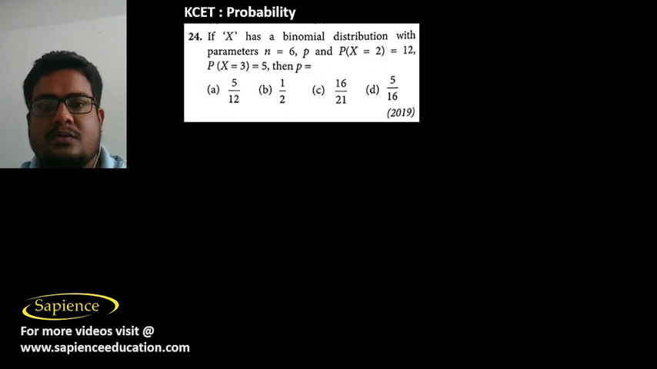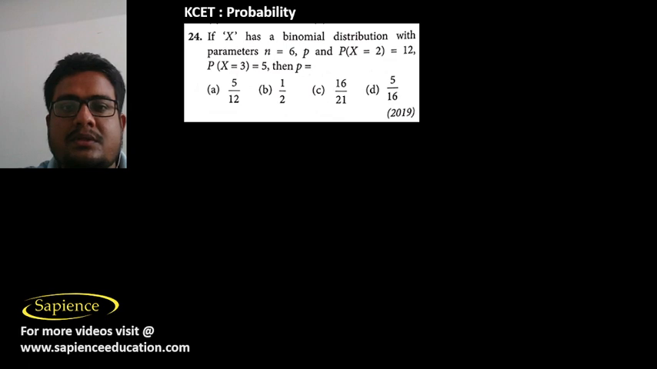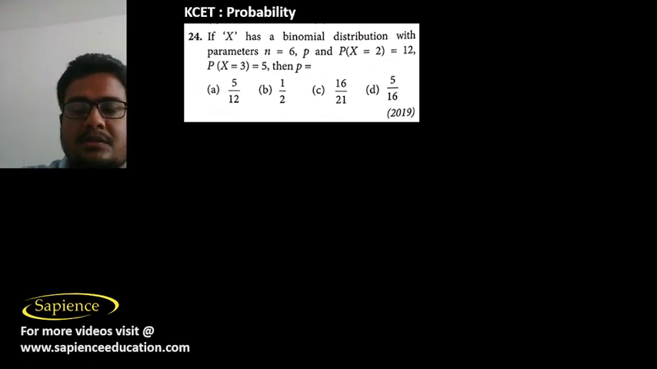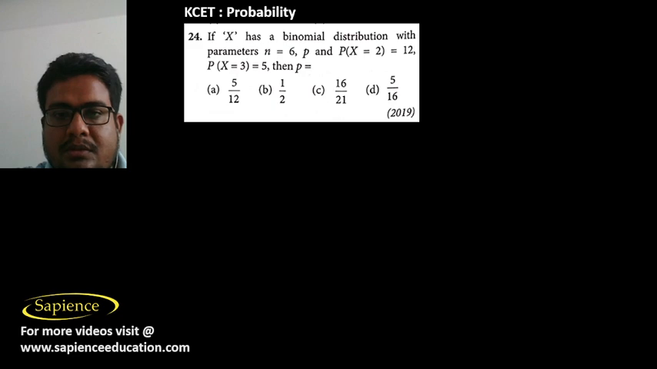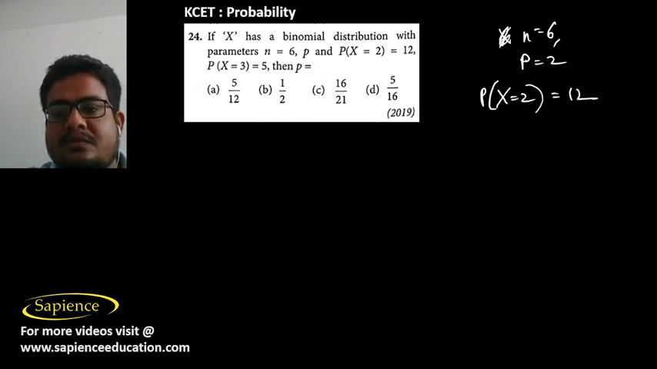Then in question number 24, it is told x has a binomial distribution with parameters n equal to 6, and P of X equal to 2 is equal to 12, P of X equal to 3 is also equal to 5. Then find the value of p.